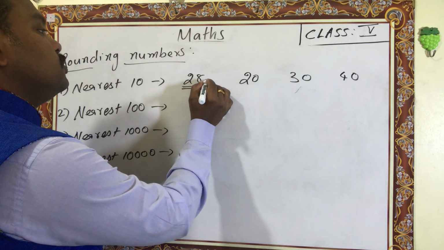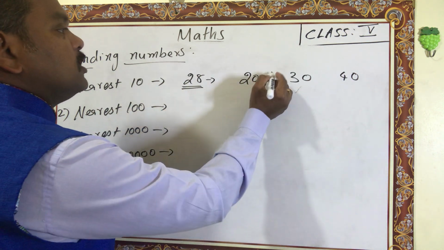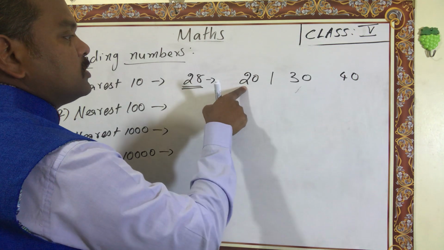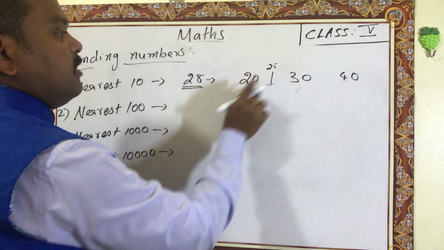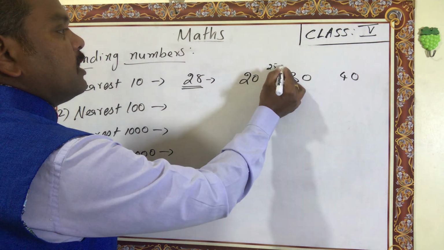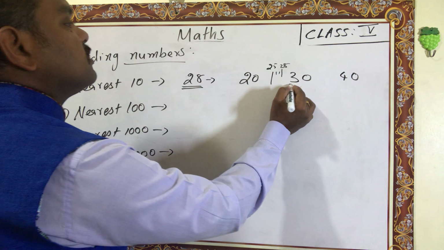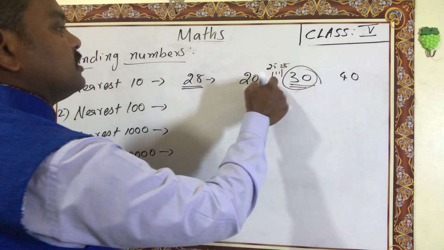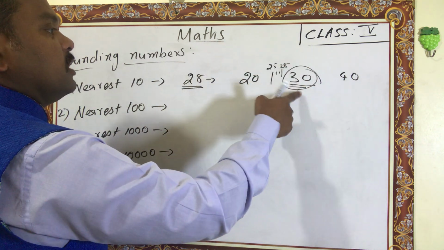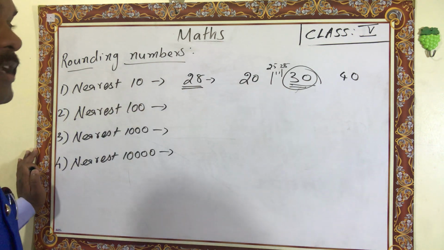Our question is 28. 20 is here. 30 is here. So 25 will come in the middle, and 28 will be after 25, here. What will be the nearest to 10? 30. Our answer is 30. So 28 is very near to 30. So 30 is the nearest to 10 for 28.